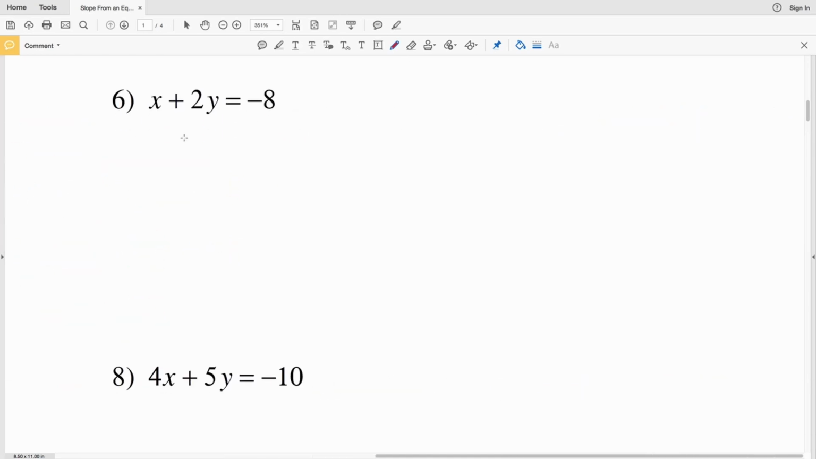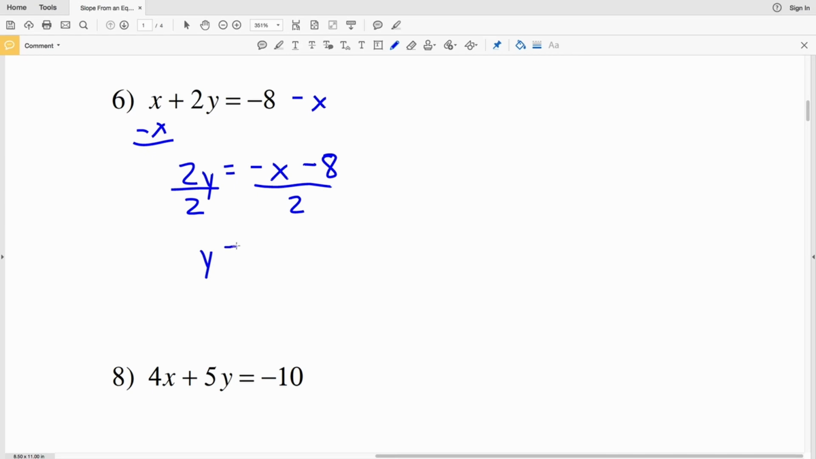Going on to number 6, again we're going to have to rewrite this. So let's go ahead and isolate the y. So we're going to move the x to the other side by subtracting the x, and we'll get that 2y equals a negative x minus 8, or plus a negative 8, however you want to write that. Now we need to divide both sides by a positive 2 to isolate the y.